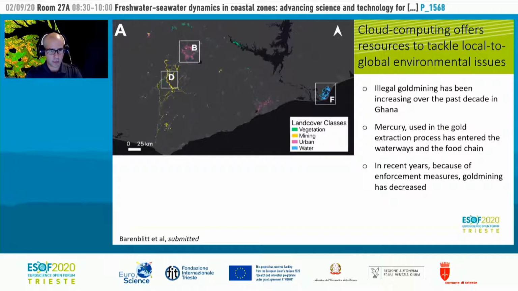In a study that we've just submitted, here you're looking at Ghana. We're looking at four different land cover changes that have happened over the last 16 years. So changes to vegetation, changes to water, urban expansion that we see. But in particular, what we're focusing on here is gold mining. And gold mining has exploded in Ghana over the last decade.